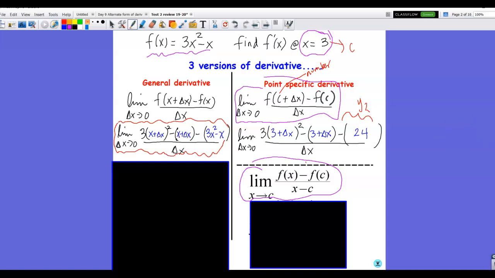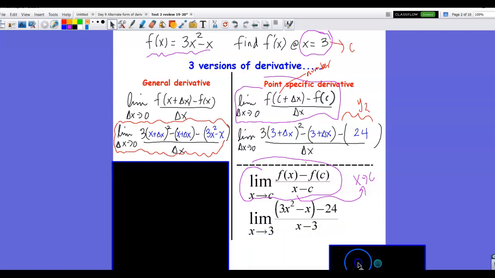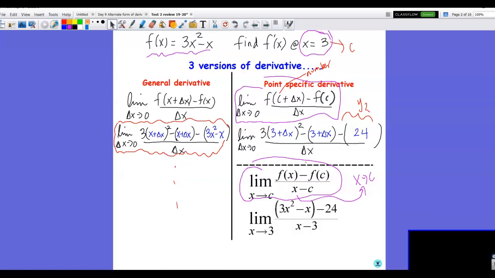One of them has the entire denominator going to 0, the delta x going to 0, and the other one in this case has x approaching c, because if x approaches c, then the denominator goes to 0, and that's that whole idea of going from that secant line to the tangent line. All right, so then when I take the actual function, 3x squared minus x, minus the y value when I substitute 3, over x minus 3. So really take a look and analyze and think about and study those various forms.